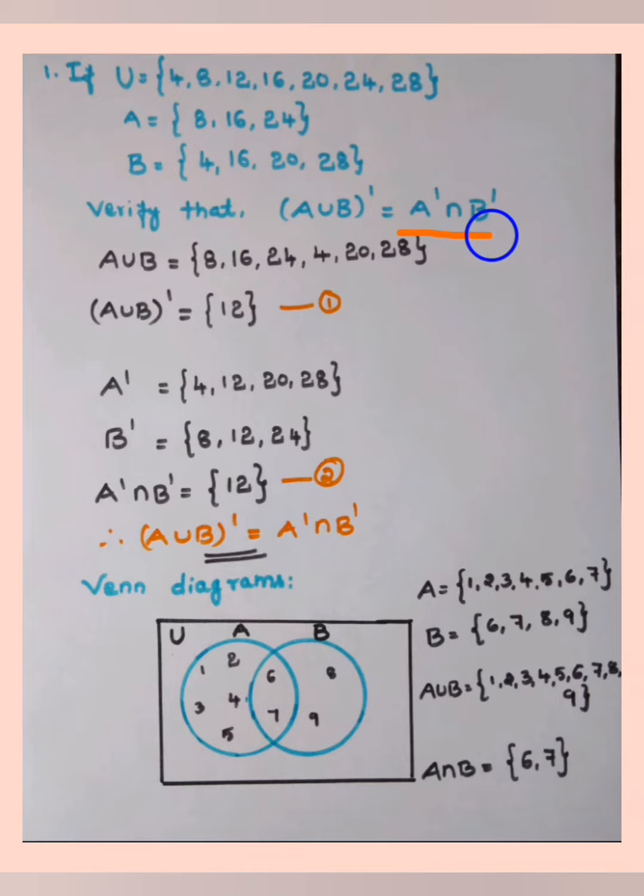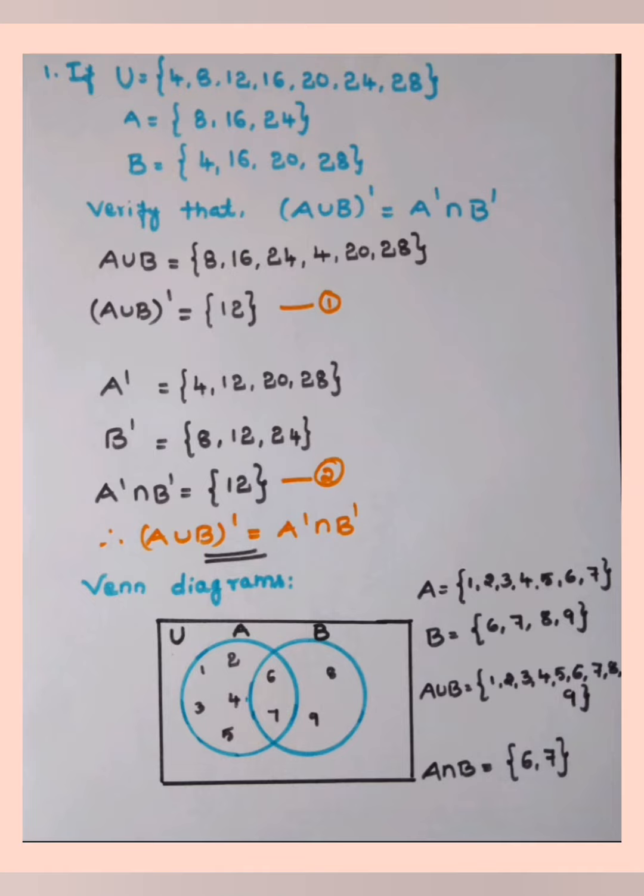Next we need to find out A dash, B dash and then intersect both. A dash value will be, compare this A and the universal set. Cancel the common: 8, 8, 16, 16, 24, 24. Write the remaining in U: 4, 12, 20 and 28. That is A dash. B dash, compare this to B: 4, cancel the common, 4, 16, 20, 28. What are the remaining? 8, 12, 24. So that is B dash.